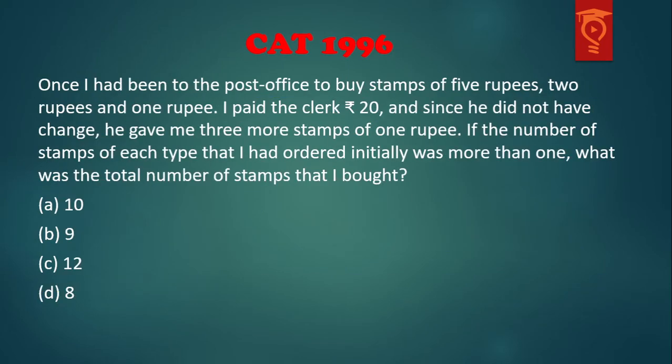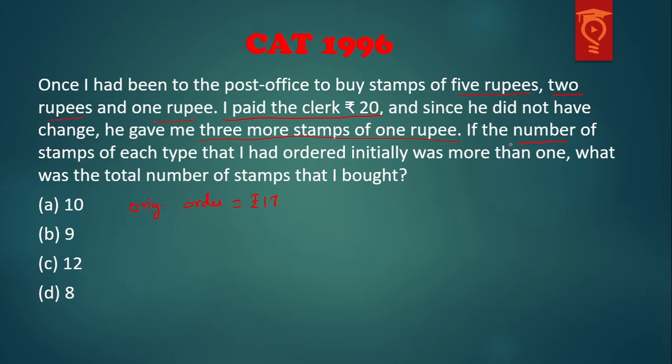Okay, so CAT 1996 question. Hope you have read the question and tried it also. Let us see the solution. So let us read this line. I paid 20 rupees and he gave me 3 more stamps of 1 rupee. That means original order was of worth 17 rupees. Original order must have been worth 17 rupees. So in 17 rupees, he had ordered 5 rupees, 2 rupees and 1 rupee stamps.